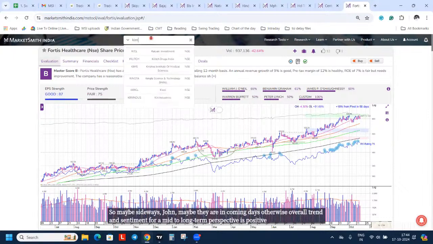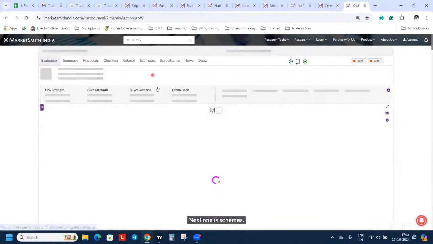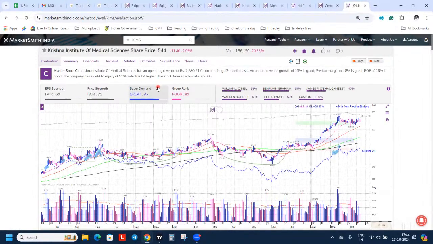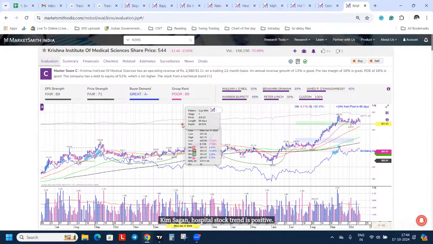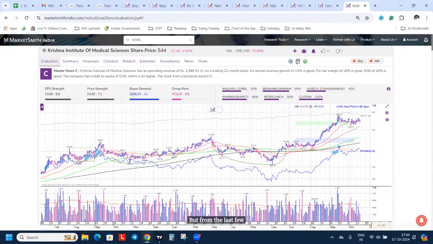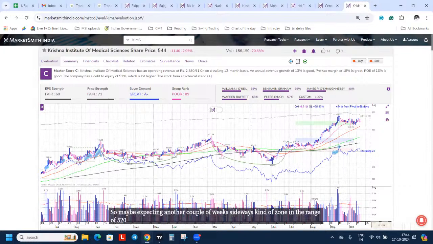Next one is Kims. A similar pattern. Kims, again a hospital stock, has a positive trend, but for the last couple of weeks it has been trending sideways. So I expect another couple of weeks of sideways movement in the range of 520 to 580.